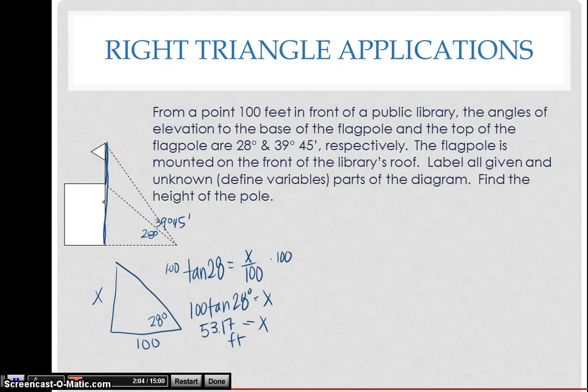We want to do the same thing now in order to find how tall the building is with the flagpole. So we're going to make our new triangle. So remember, this one has the flagpole now at the top. Okay. So we know that the angle that's given is 39 degrees and 45 minutes. And once again, it's the same distance. It's going to be 100. But now we know it's a different height, so let's call it y.